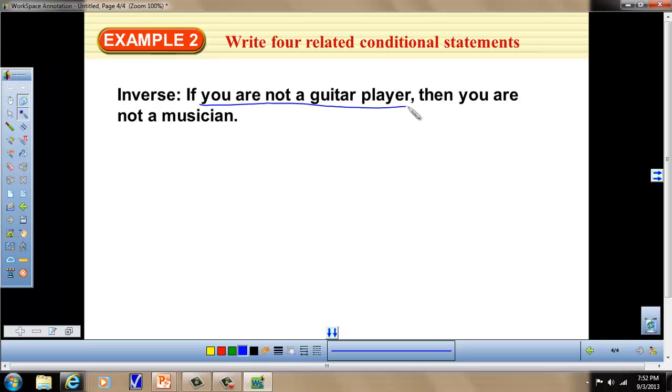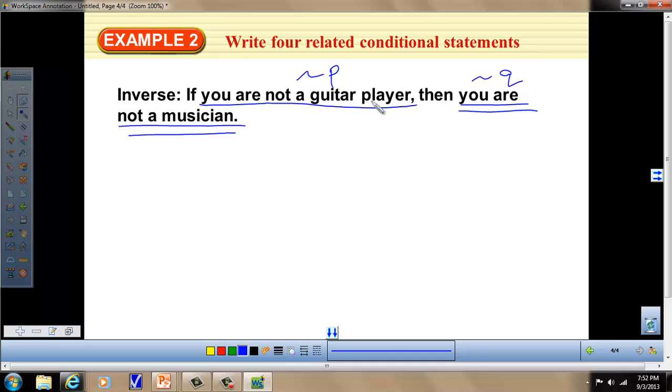So this is not P, and this is not Q. So if this, then that. But it's the opposite of what we did when we did the if-then statement. It's just the negation of both of those. So if you are not a guitar player, then you are not a musician.